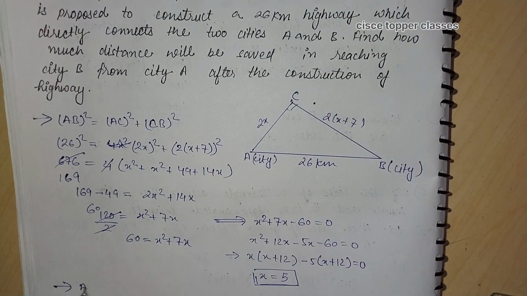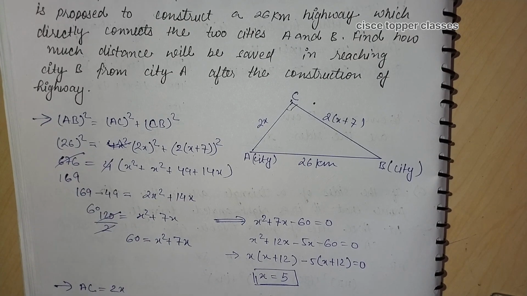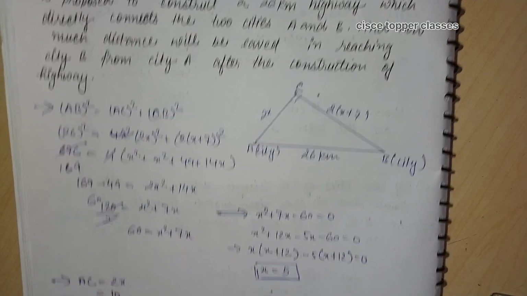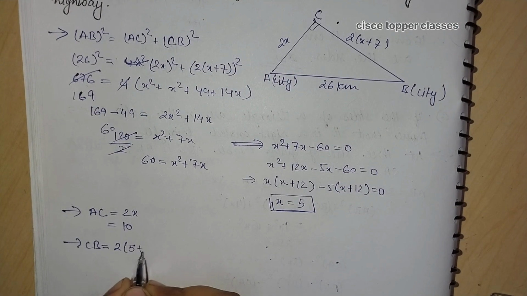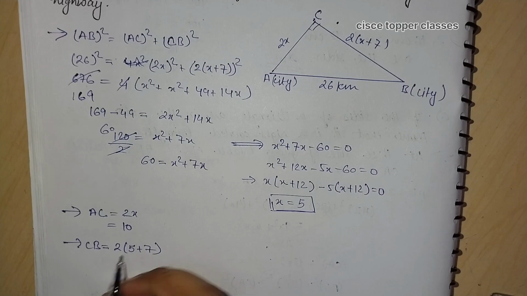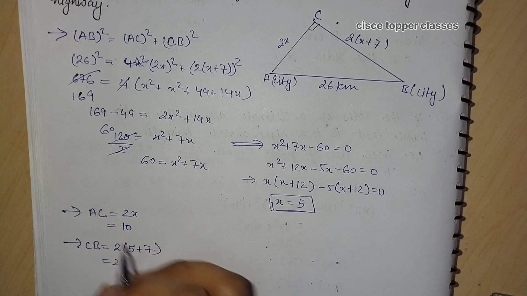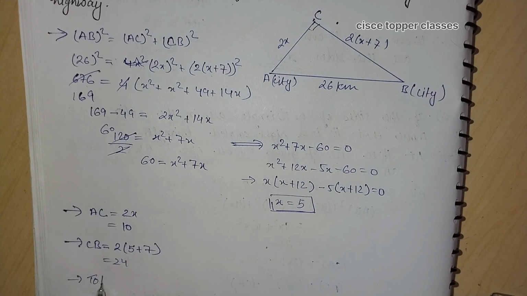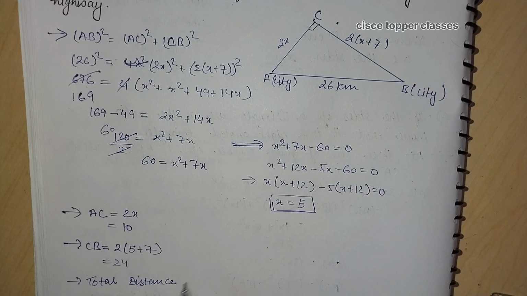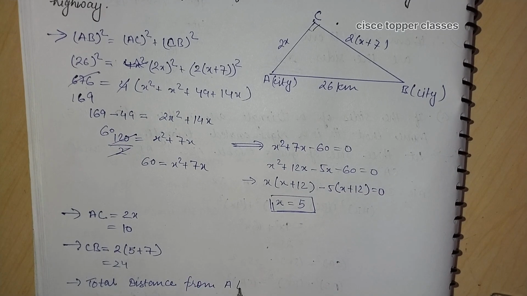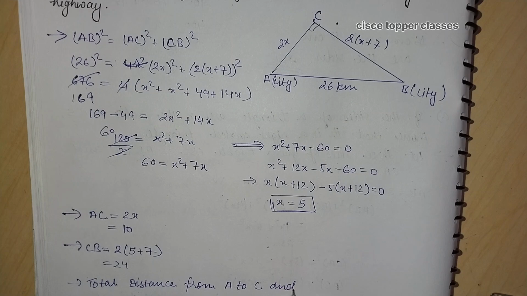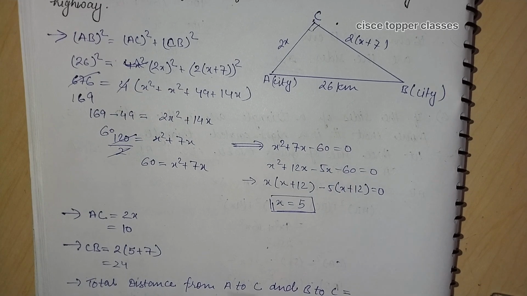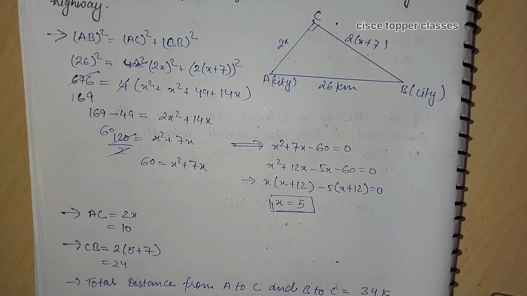So we can write firstly AC. AC here is 2x, so it will be 10, and CB is equal to 2x plus 7, so it will be 10 plus 14, and here we will get 12 into 2 is 24. Now we will add AC and CB. So total distance from A to C and B to C, on adding, we will get 10 plus 24 as 34 kilometer.